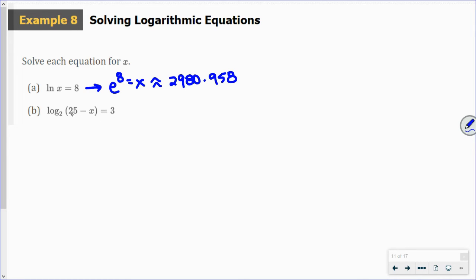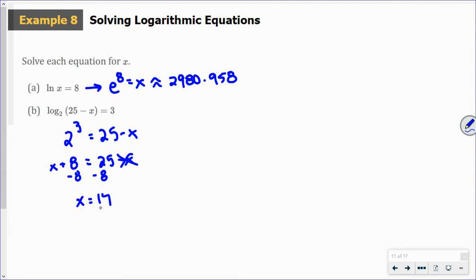Okay. Here, again, we've already isolated this logarithm, so I'm going to rewrite it as exponential. So that's 2 to the 3. So 2 to the 3 equals this, so 25 minus x. 2 to the third is 8. So 8 equals 25 minus x. So if I add x, it gets rid of that, and subtract 8. 25 minus 8 is 17, so x equals 17.